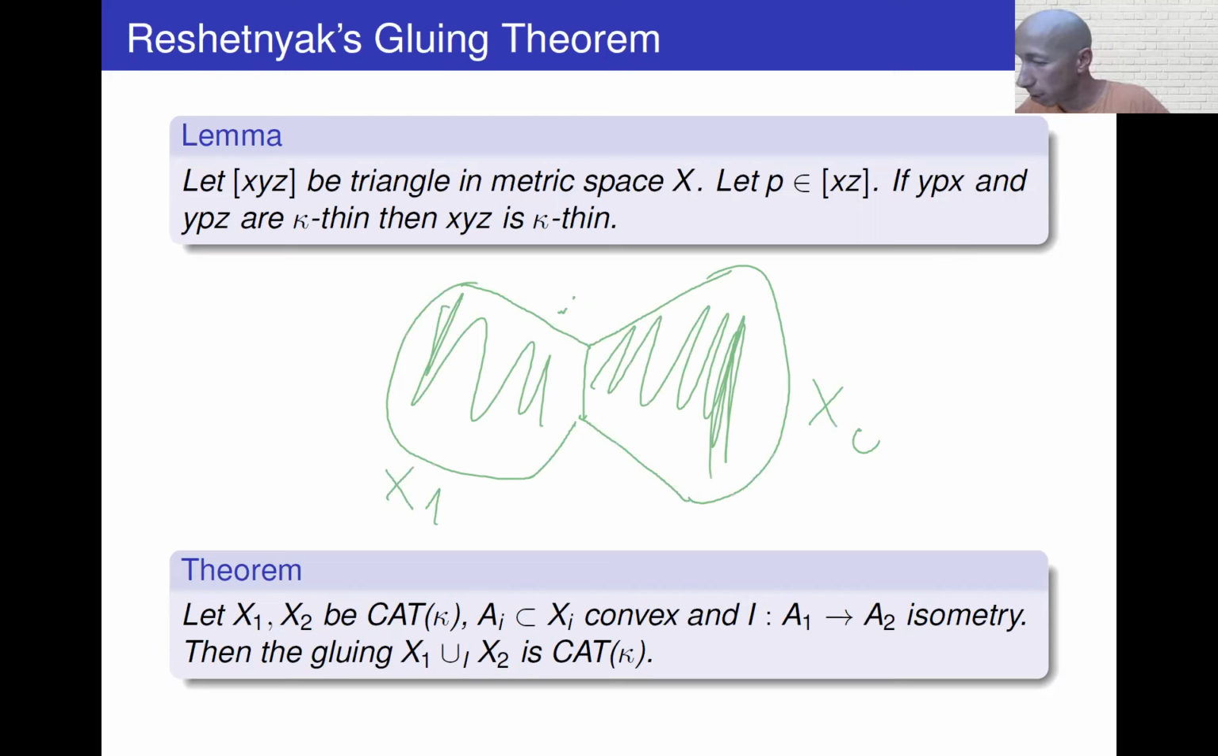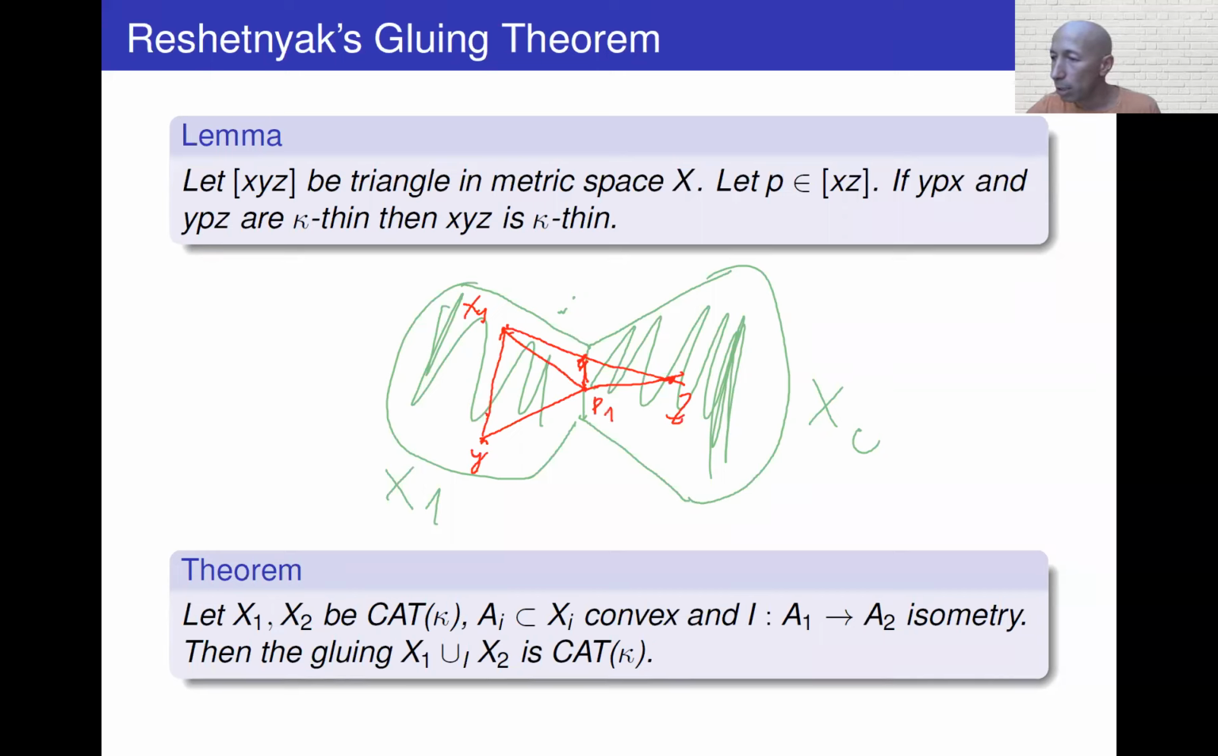is rather easy. Namely, how do triangles look in this glued space? They look like this. So either the three points sit on one side and then the corresponding triangle is thin anyway, or two points are on one side and one point is on the other side. Here's X, here's Y, here's Z. And then we can subdivide this triangle into three triangles.